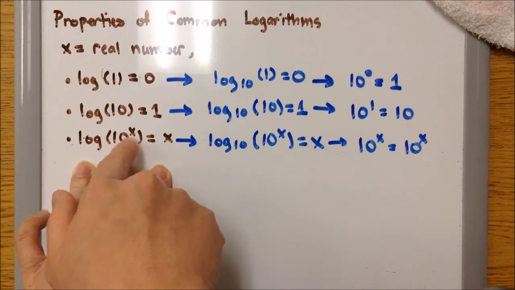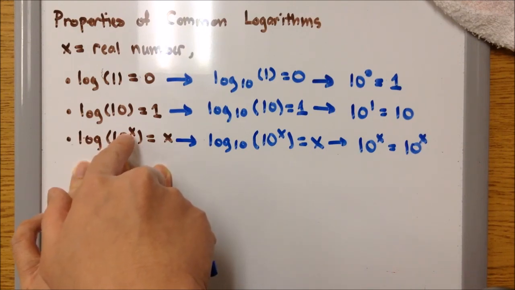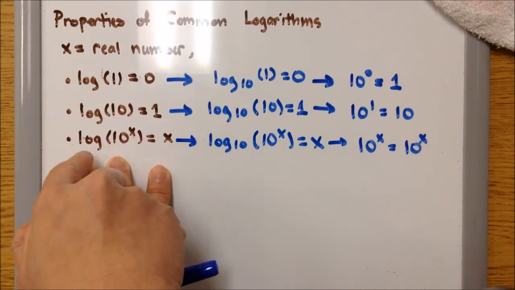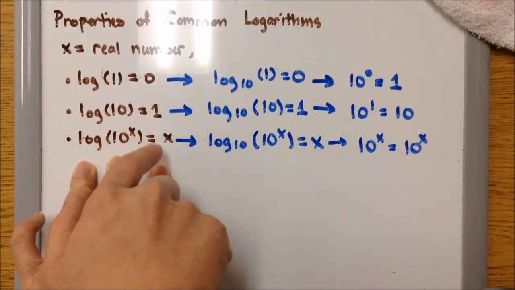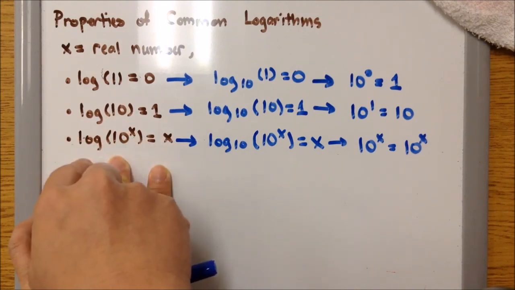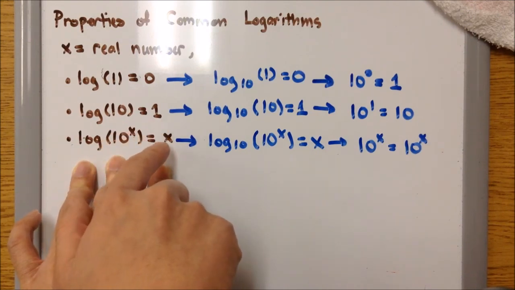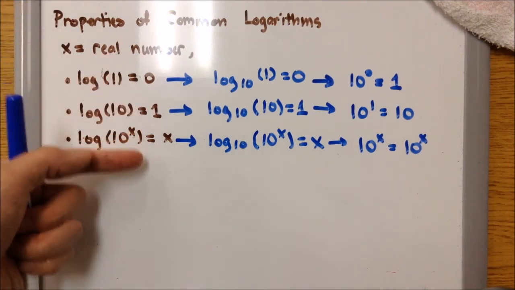Now again, x could be any exponent. So if it was log of 10 to the 5th power, then it will equal 5. If it was log of 10 to the 2nd power, then it will equal 2. If it was log of 10 to the 150th power, then it will equal 150. So again, when you see something like this, then automatically you would know what the answer is.